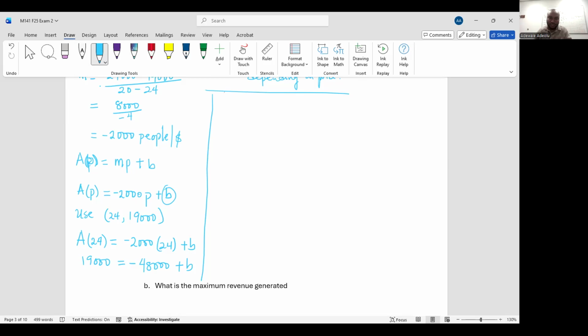And then we can find B. So B is 19,000, and we move that to the other side, plus 48,000. So B is 67,000. So that means our attendance model, depending on price, is negative 2,000 P plus 67,000.